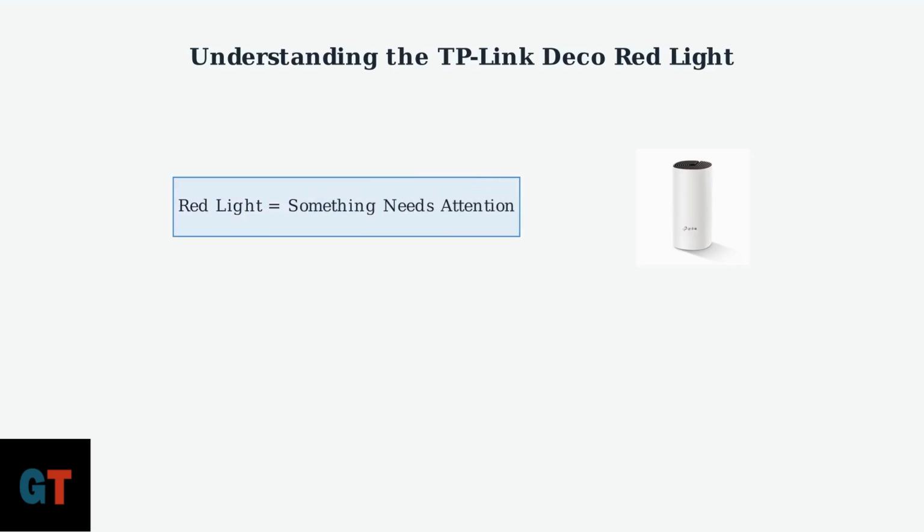When your TP-Link Deco mesh Wi-Fi system shows a red light, it's like your device is trying to tell you something important. Think of it as a signal that needs your attention. The red light is your Deco system's way of communicating that something in your network setup requires your attention.